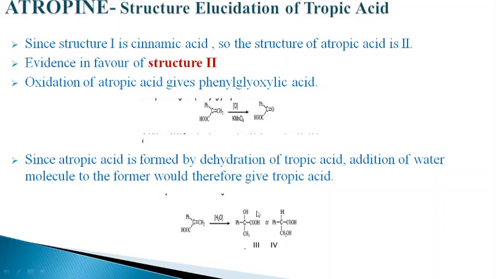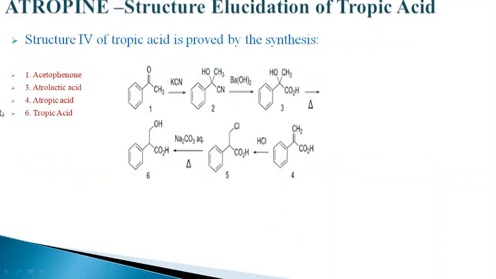As we know that tropic acid is not optically active, the possibility of structure 3 is ruled out, and the probable structure of tropic acid is structure 4. The final evidence is in the form of synthesis. Structure 4 of tropic acid is proved by the synthesis. You can see the synthesis.